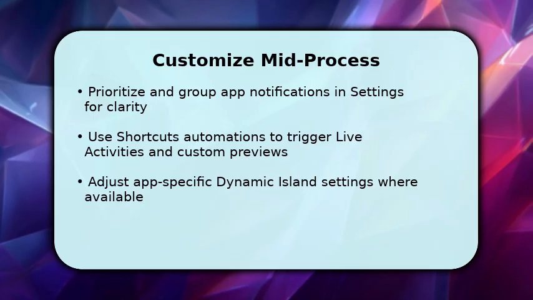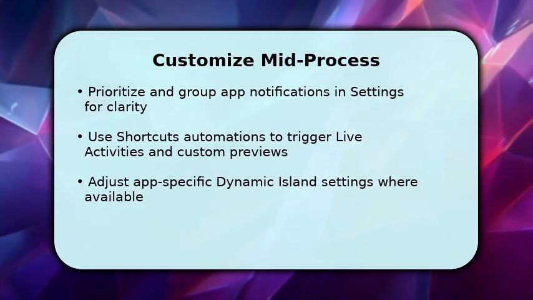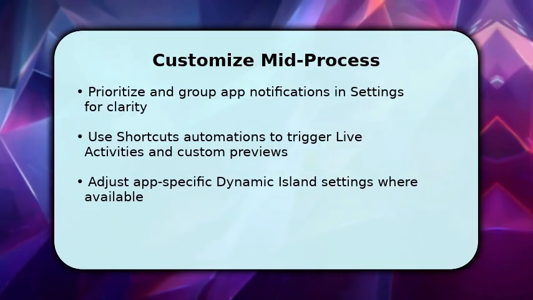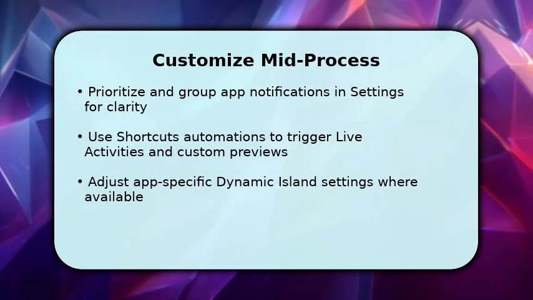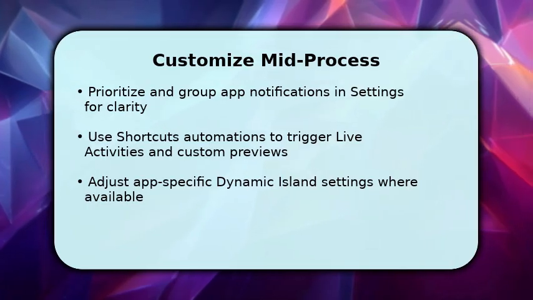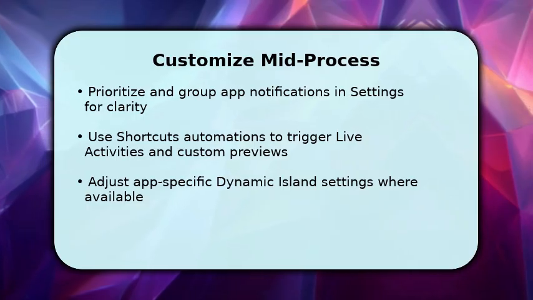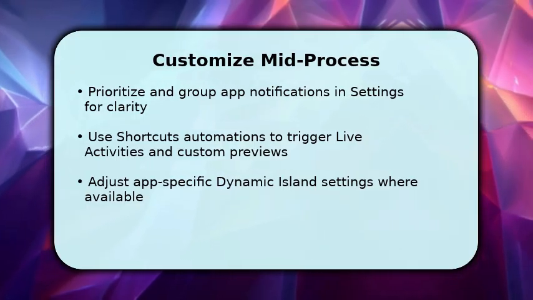In Settings, prioritize notifications and group them so the island shows concise, actionable info rather than noise. Then create shortcuts automations that launch live activities when certain triggers occur, like opening a workout or starting navigation, so the island stays contextually relevant.